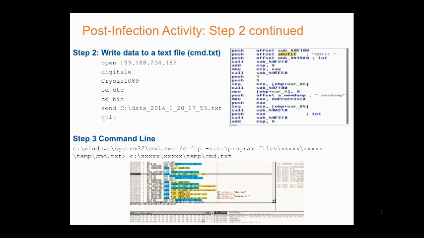Step 2 on this is the post-infection activity. This is actually where the data is exfiltrated out of the network. It's an FTP. That's all it is, simple FTP, nothing encrypted, and it's sending out a text file to a malicious server on the outside. And you see those are the actual username, digital W and crisis 1089, and it sends it out. It creates a file with the time and the timestamp on it, and sends it out to the external server.